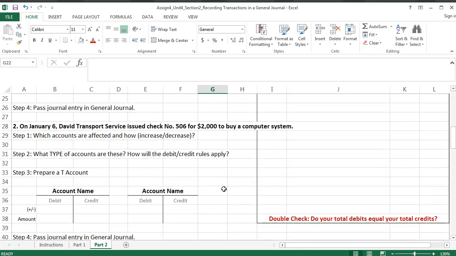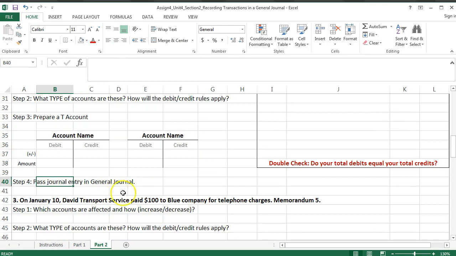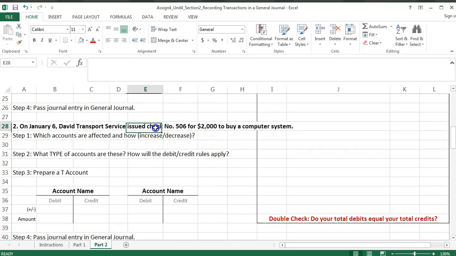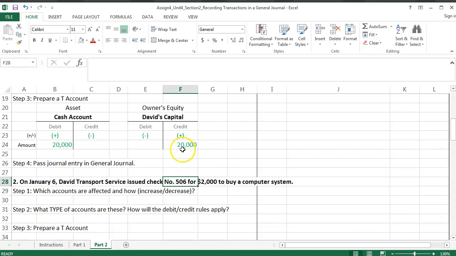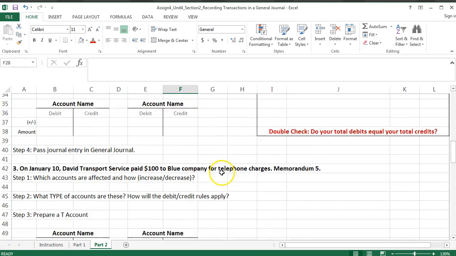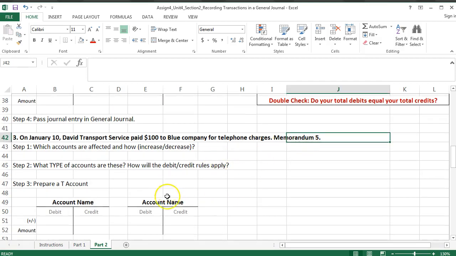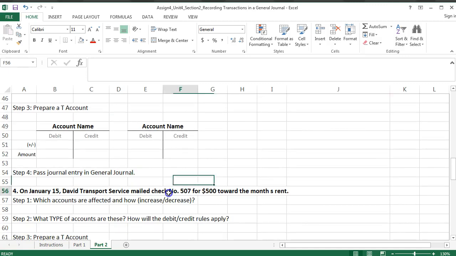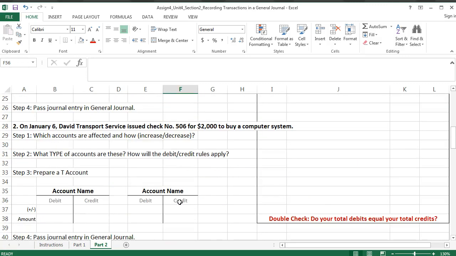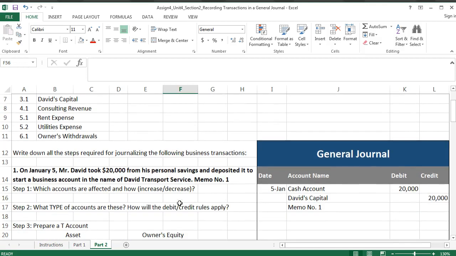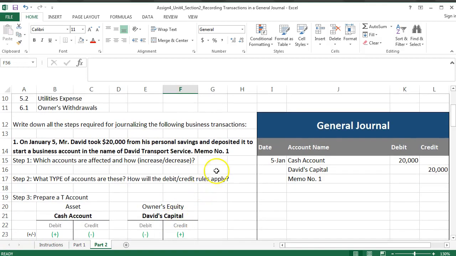And so for the rest of these transactions, same thing: analyze the transaction, set up the T accounts, pass the journal entry. And make sure, like on number 2, your source document is going to be the check number. So check number 506 would be your source document for that transaction. Memorandum 5 is your source document for this transaction. Check number 507. So that's the only difference between part 1 and part 2, is you have your source documents that you also need to record in part 2.